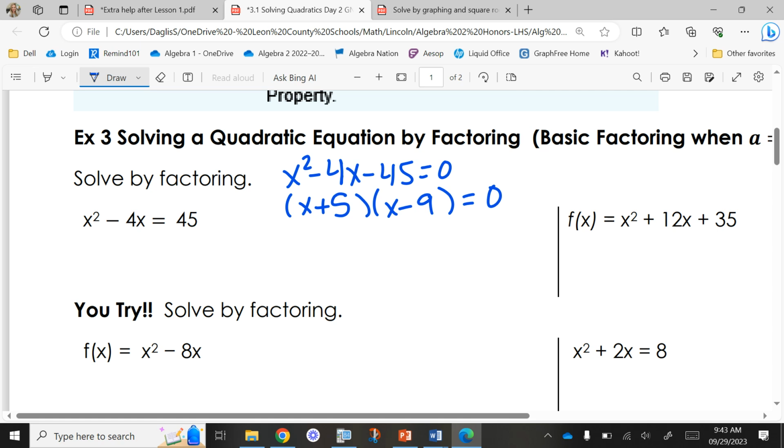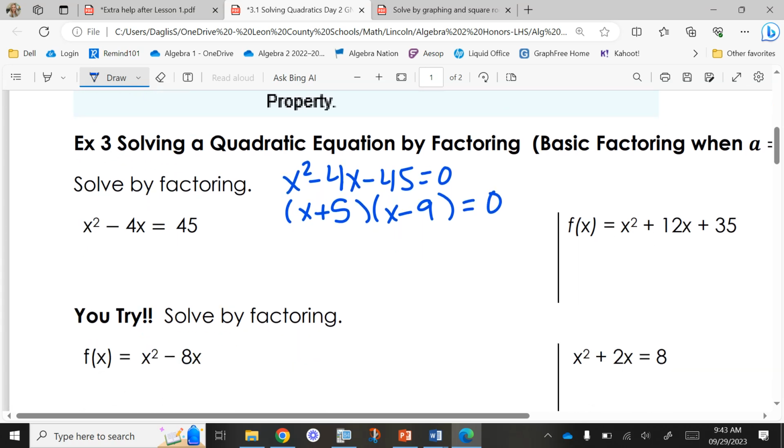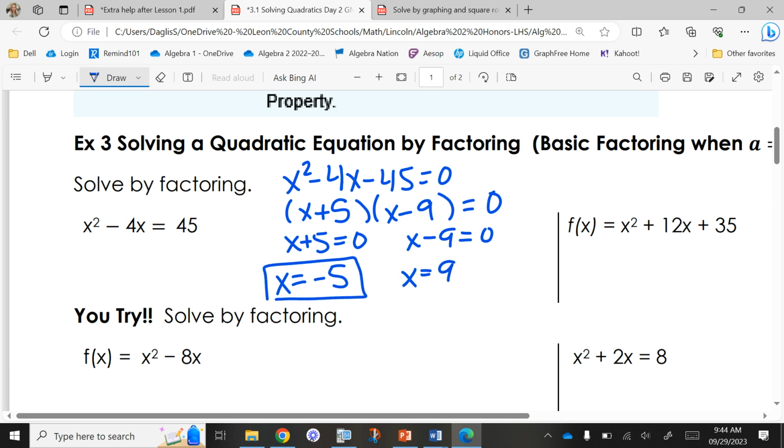I'm not done though. I have factored the problem. It has been factored, but I have not solved the problem. So what does x equal? Okay, so up here it says using the zero product property. That just means we take each parenthesis and make it equal to 0, okay? Makes sense, right? They're called zeros. So we're going to get x equals negative 5. And over here, x equals positive 9. Okay?